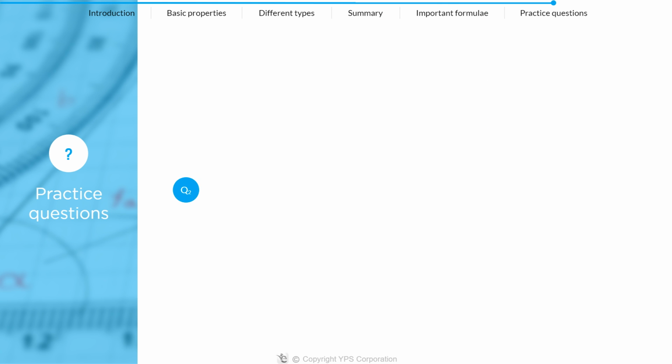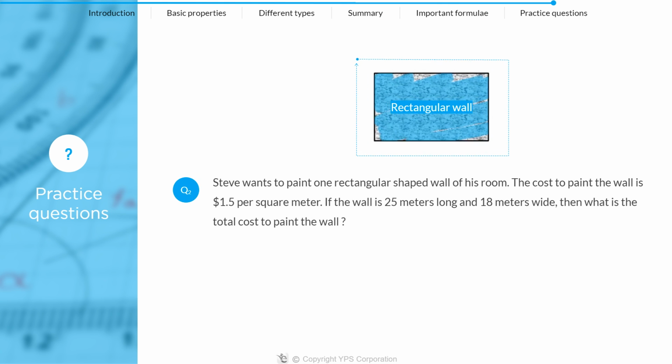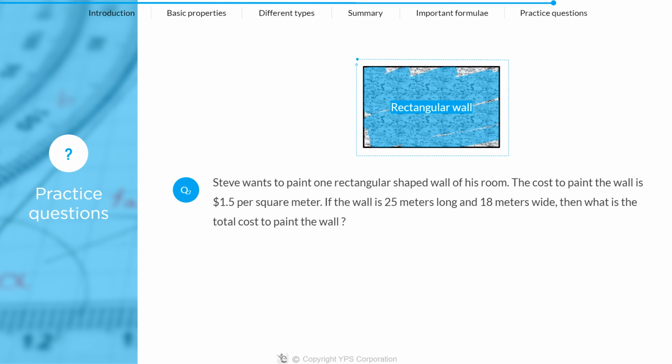Question 2. Steve wants to paint one rectangular shaped wall of his room. The cost to paint the wall is $1.5 per square meter. If the wall is 25 meters long and 18 meters wide, then what is the total cost to paint the wall? 300, 350, 450, 600 or $675?